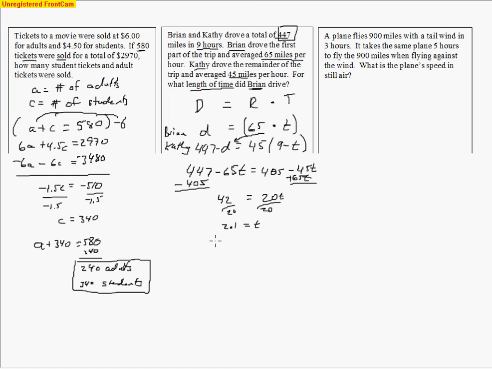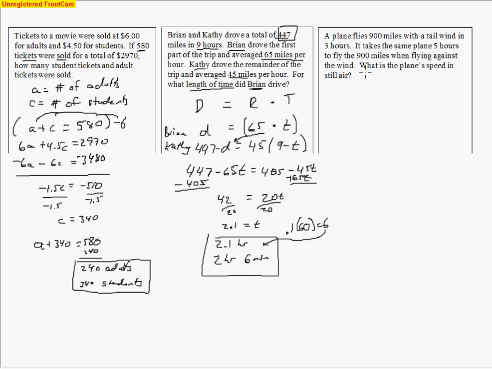And so that would be 2 hours and 1/10 of an hour, or you could say 2 hours and, in this case, 6 minutes. The way I got that 6 minutes is I multiplied 0.1 times 60, which gives me 6 minutes. And so that's where that came from. So that's the time for which Brian drove.